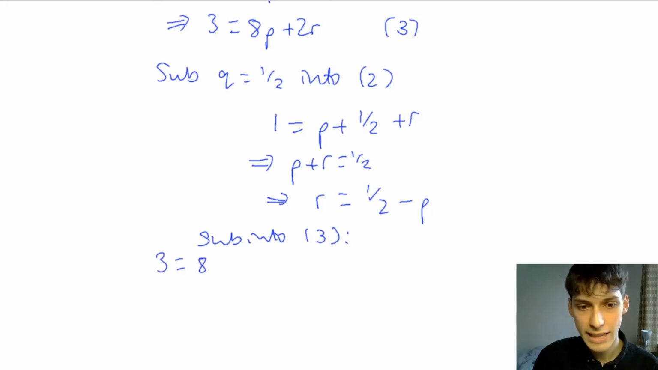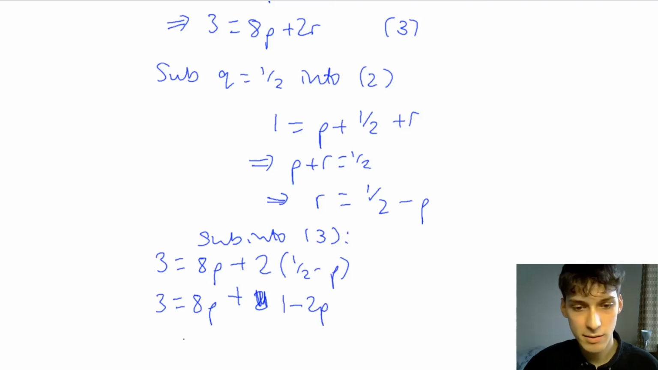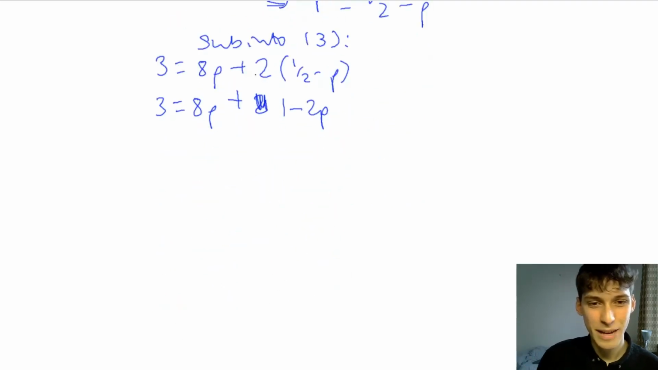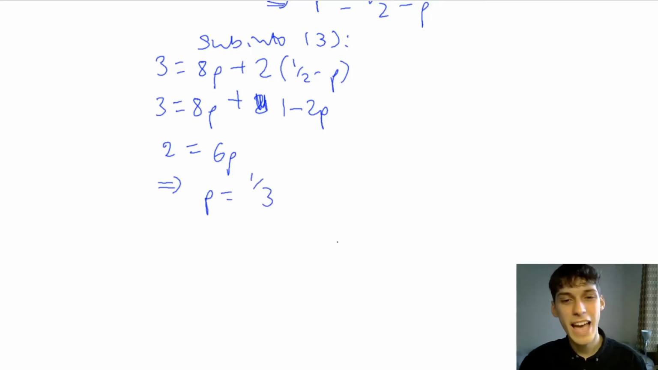3 is equal to 8p plus 2 times a half minus p. So let's expand things out, group the terms. We have 3 is equal to 8p plus 1 minus 2p. And we can scroll down a little bit now. We have 2 is equal to 6p, which gives us p is equal to a third. So we found a value for p, and a third seems like as round as we're going to get. I'm not too worried about that.